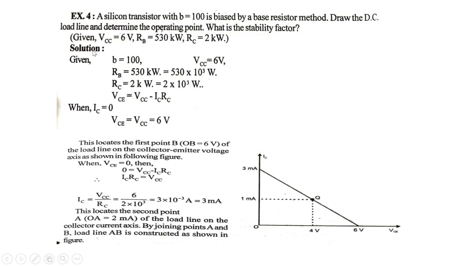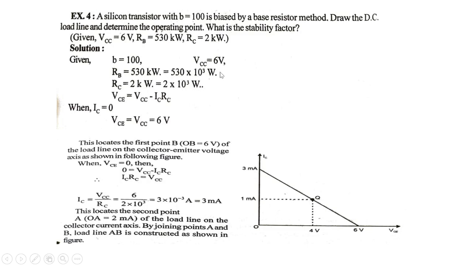Now see the next example. A silicon transistor with beta equal to 100 is biased by the base resistor method. Draw the DC load line and determine the operating point. What is the stability factor? Given VCC equal to 6 volt, RB equal to 530 kilo ohm, and RC equal to 2 kilo ohm.